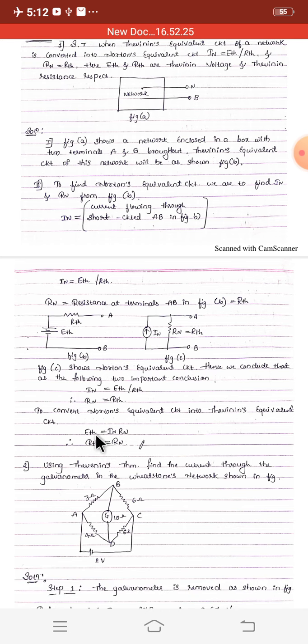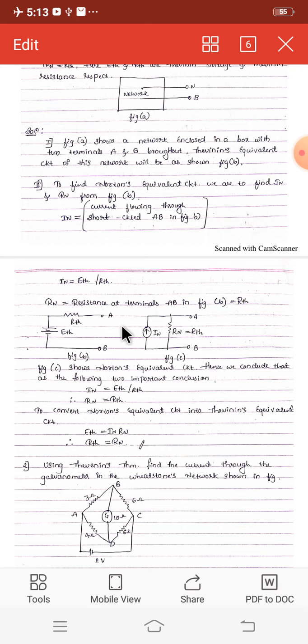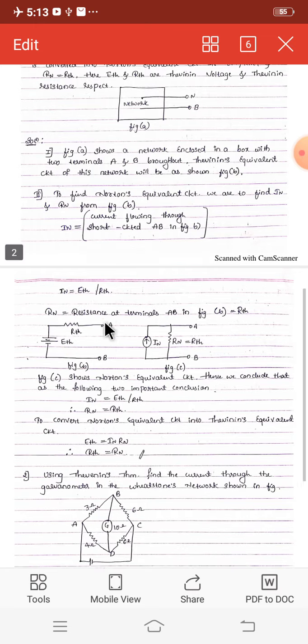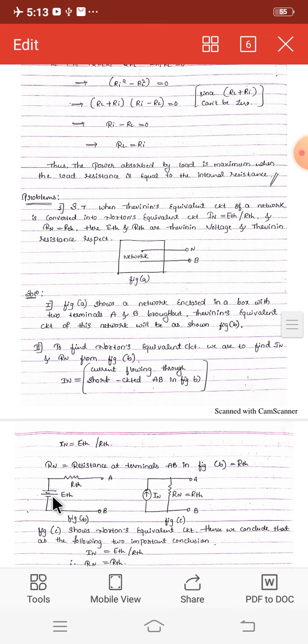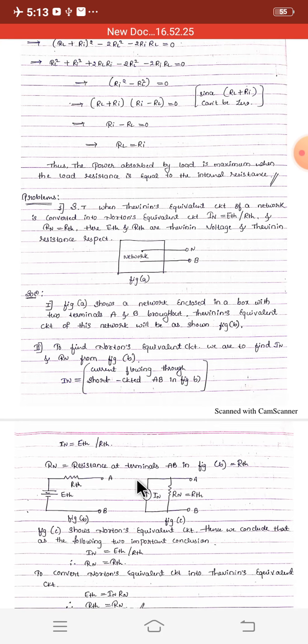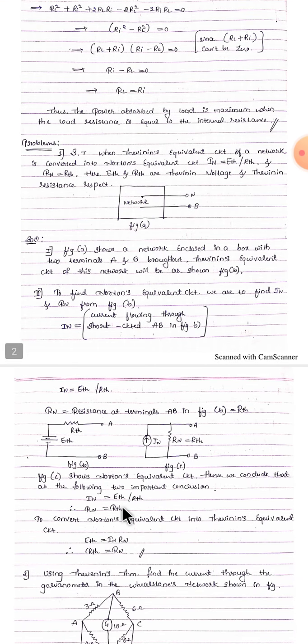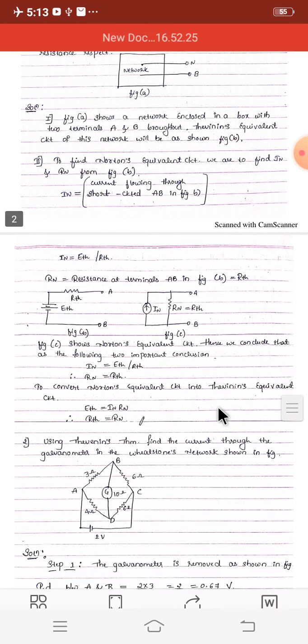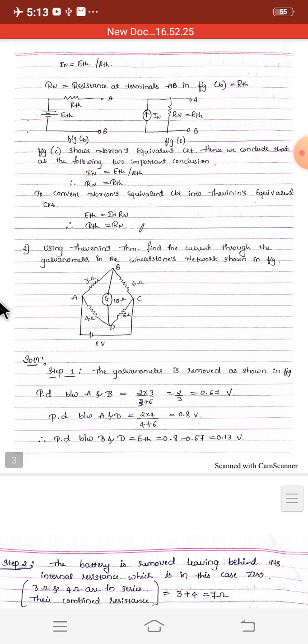RTH equal to RN. In this problem, we just have to show that Thevenin's resistance is equal to Norton's resistance. Means what? Just draw these two circuits and find the I in this circuit and this circuit. Already we know RN equal to RTH. That means RTH equal to RN. Simple as that. Next, second problem.